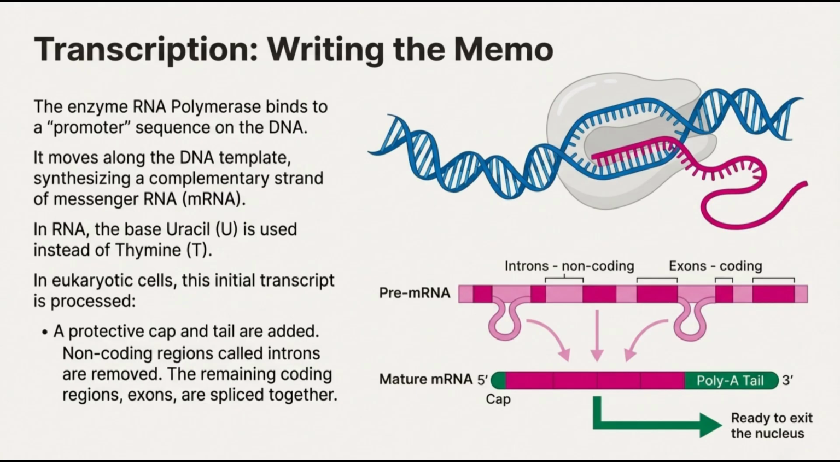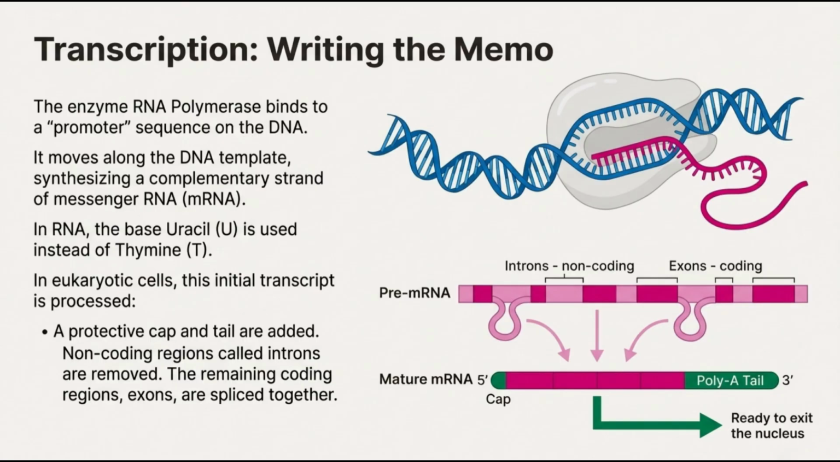Now, in more complex eukaryotic cells like ours, that initial RNA transcript isn't ready to go yet. Before it leaves the safety of the nucleus, it has to be processed. First, protective elements are added. The special cap goes on the front, and the long tail of A's is added to the back. These help it get exported from the nucleus, protect it from being chewed up by enzymes, and help the protein-making machinery find it. And second is a process called RNA splicing.